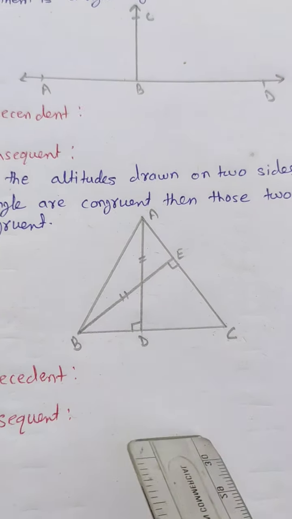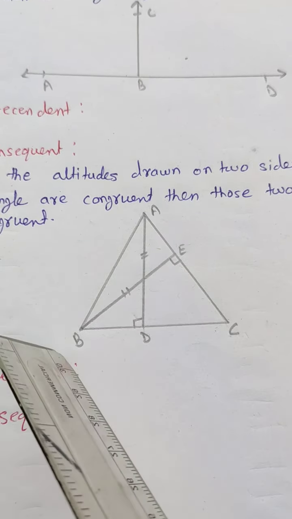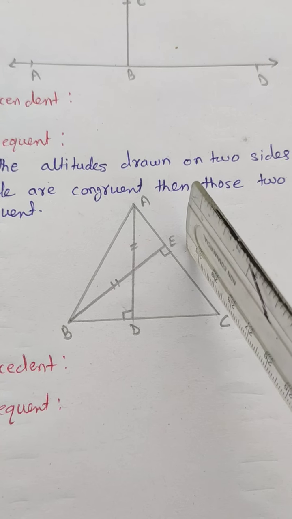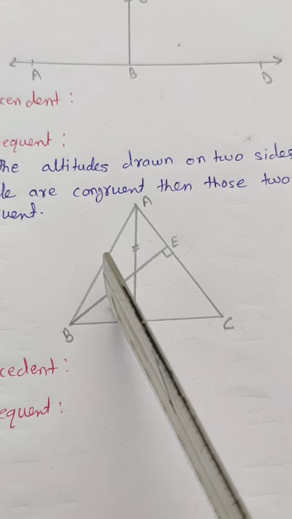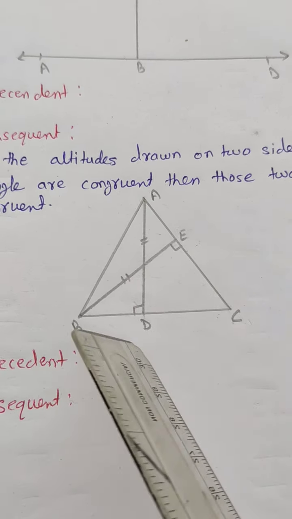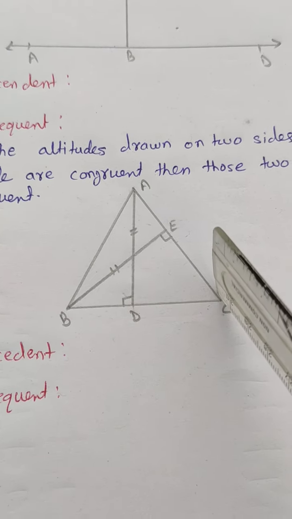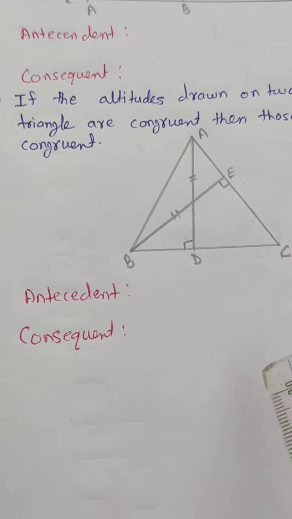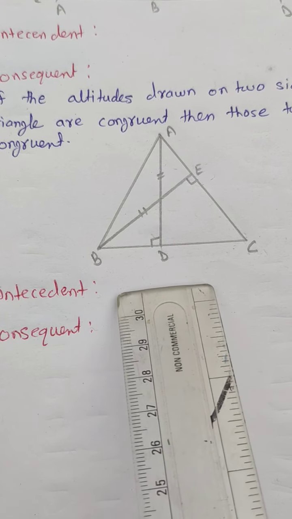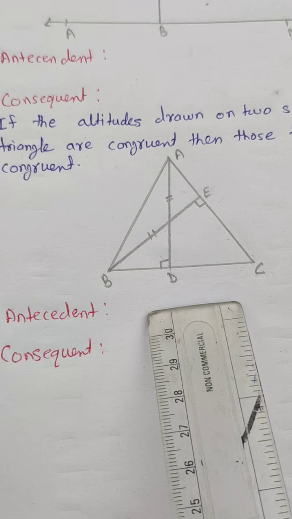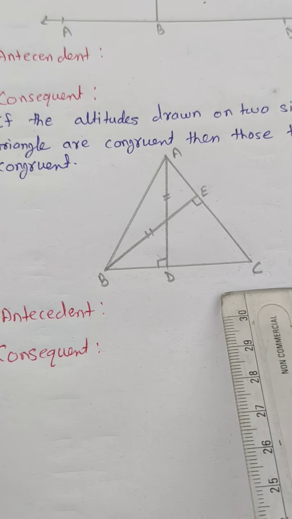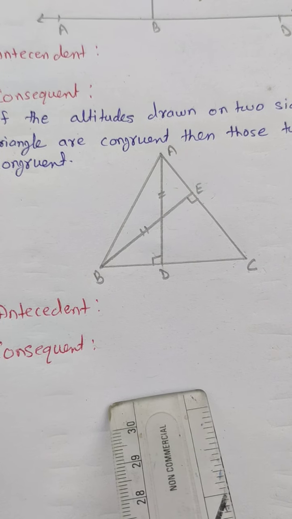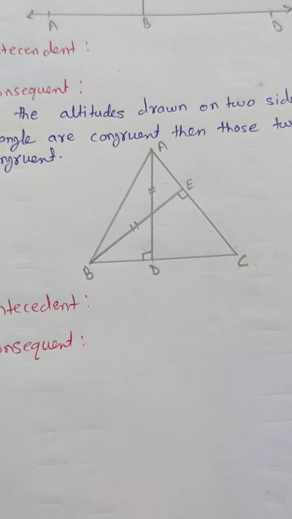According to the question, these AD and BE are both congruent. These two altitudes are congruent. Then those two sides, that means BC and AC, are also congruent. So I am explaining to you. In the antecedent you just write AD congruent to BE. In the consequent write BC congruent to AC.